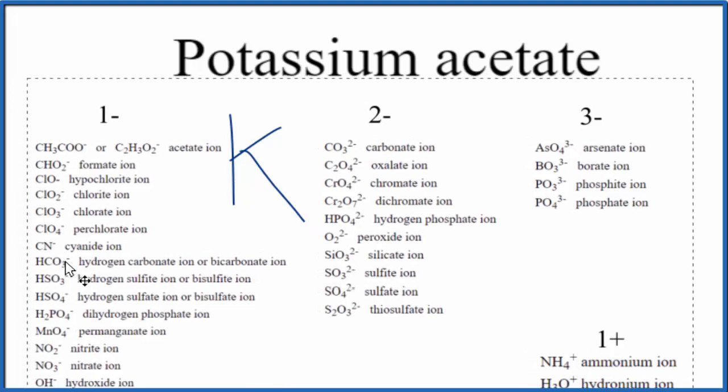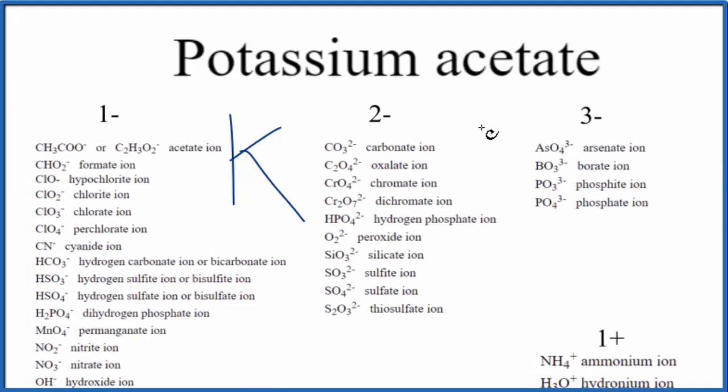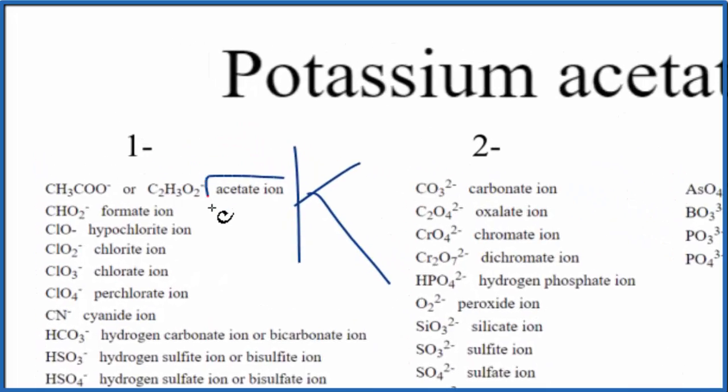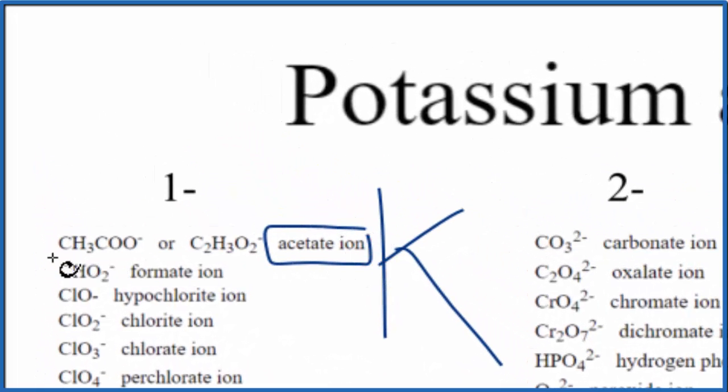So here's a table, and let's find acetate. Acetate is right here. So we have the acetate ion, CH3COO-. Sometimes you'll see it written this way, and that's okay too. I prefer this way, so that's what we'll use in this video. Let's go back to the formula.